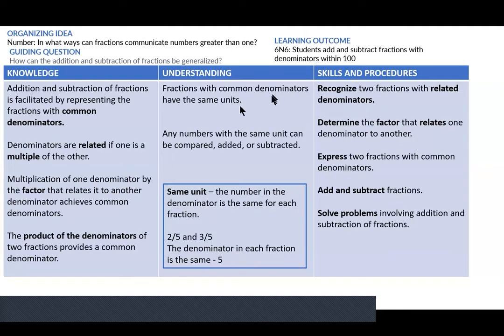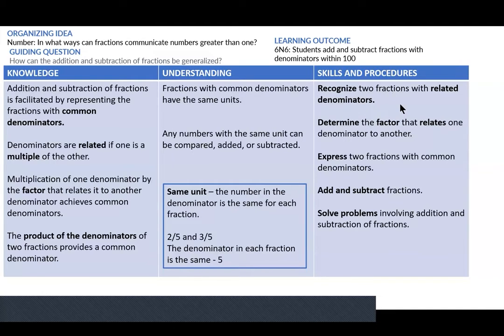And so we say the understanding is fractions with common denominators have the same units, and that's that word common denominator. And of course, they have to know what a denominator is. And any numbers with the same unit can be compared, added, or subtracted. And that unit is that denominator. And that's what I wrote down here. The same unit means the number in the denominator is the same for each fraction.